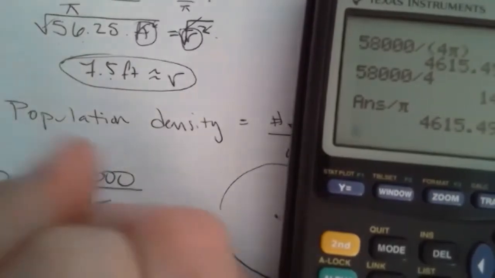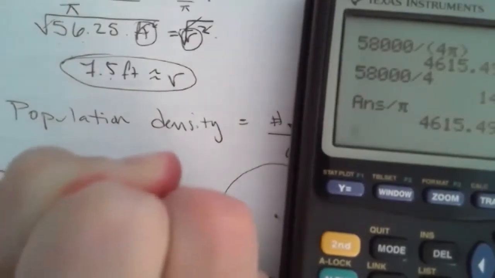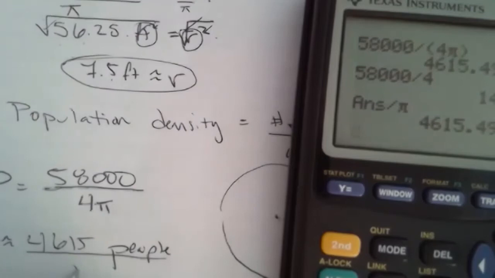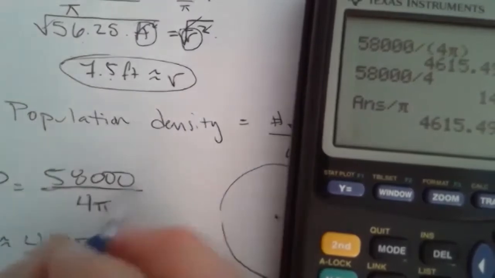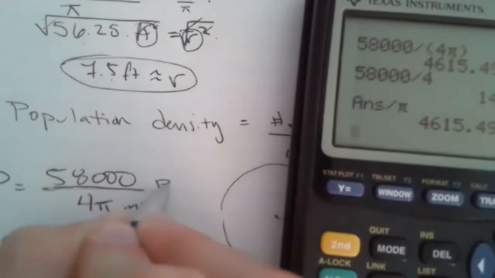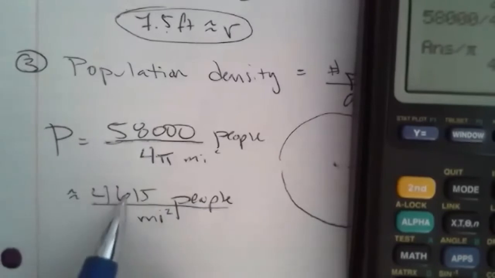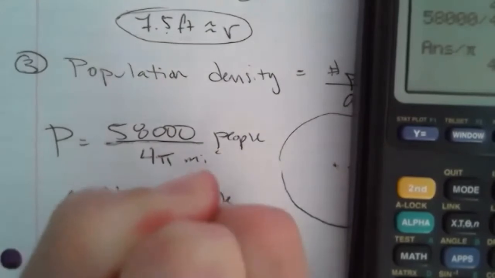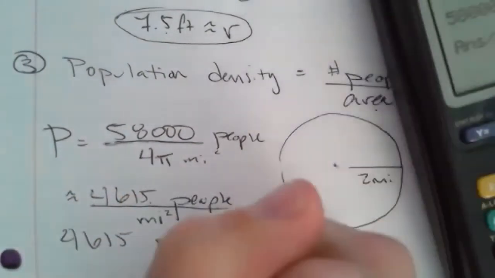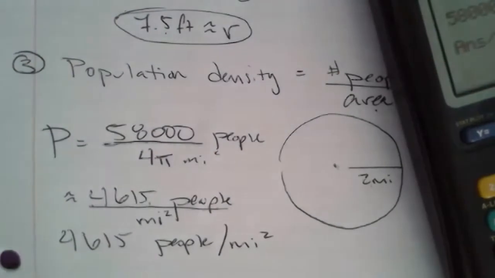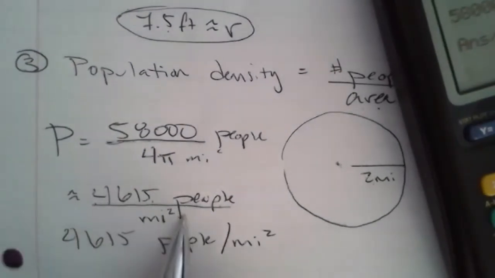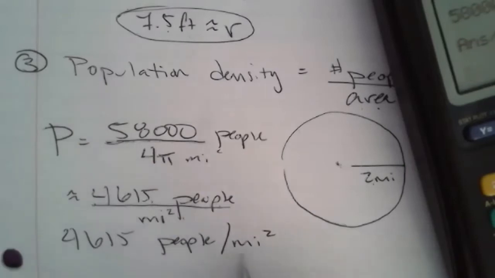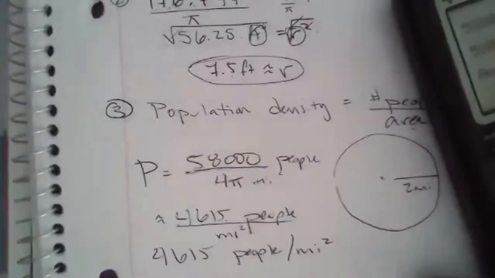We're not talking about half people here. People per square mile. In fact, I probably should have written miles squared here and people up here just to get my units correct. So 4,615 people per square mile. Other ways you can write it. You can write it out in words, or you can write people per square mile horizontally. This is just 1 square mile, so you can write it people divided by square mile or people per square mile.